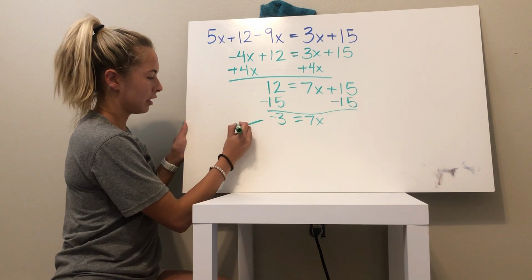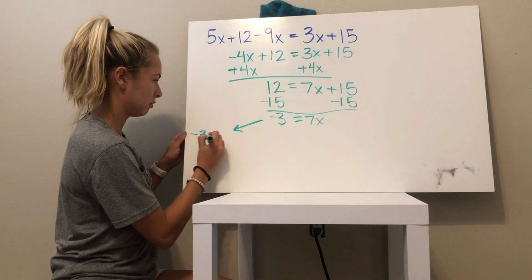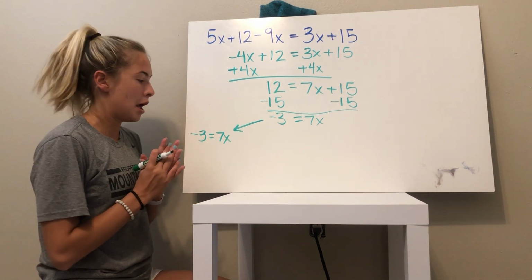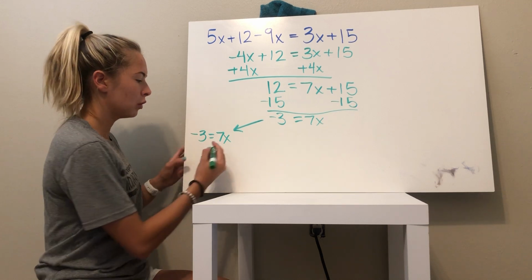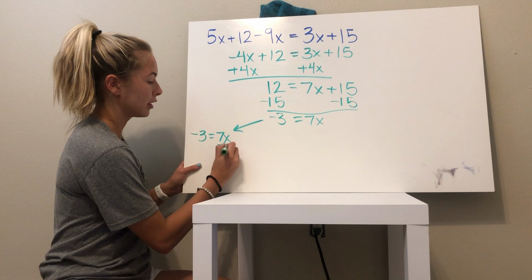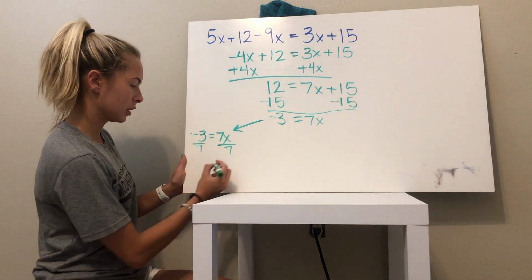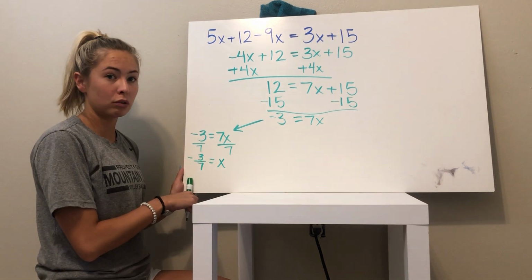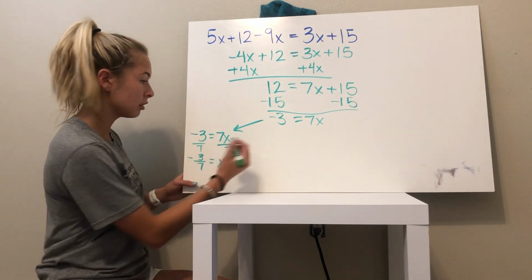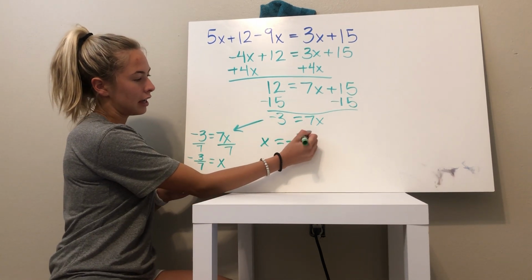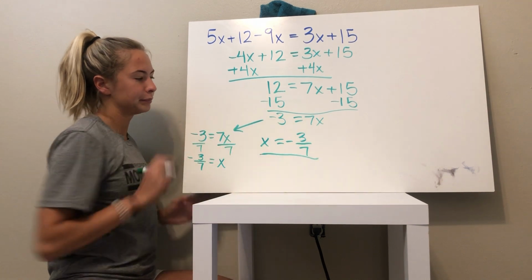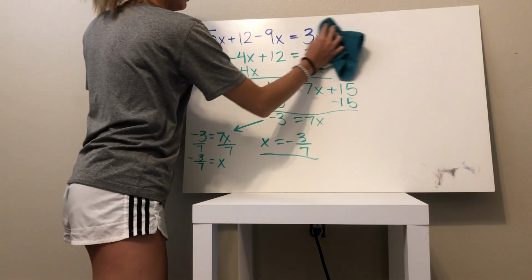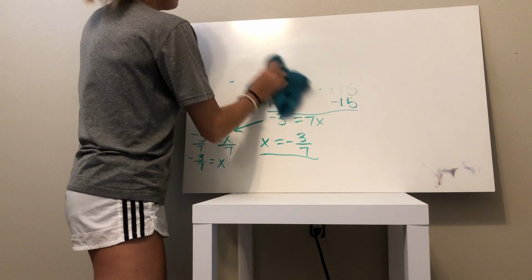So I'm going to move this over here. Okay, so now we have the variable term alone, but now we want to get it to just 1x. In order to do that, this is multiplication, so we're going to divide by 7. So we have x equals negative 3/7. This is as simple a fraction as you're going to get in this equation. So our final answer is x equals negative 3/7.